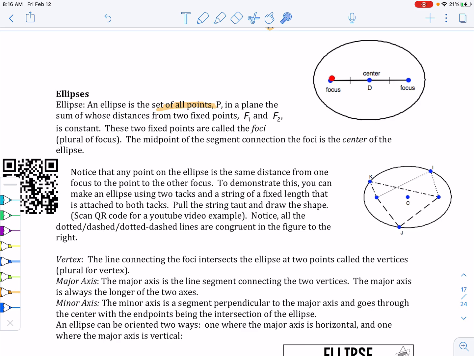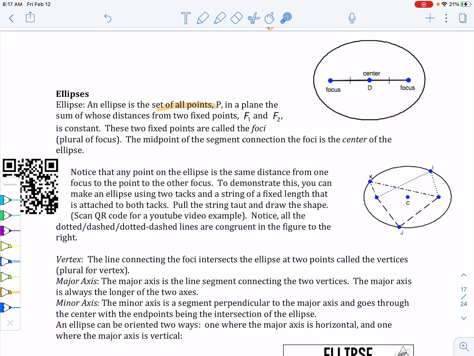So we have this thing called a focus and this thing called a focus. These are our two fixed points. Then the sum of the distances, we're going to use this picture now. If we take the two foci, which is plural for focus, this sum is the same as this sum, which is the same as this sum. All of these are the same distances.